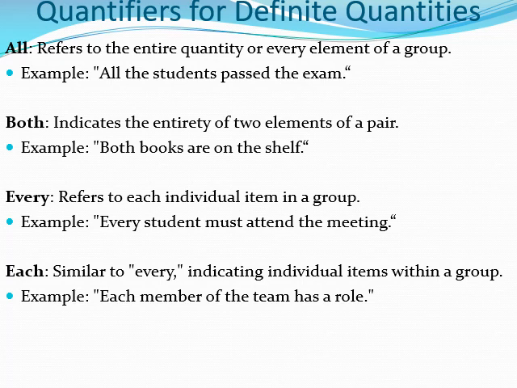And lastly, each, similar to every, indicating individual items within a group. For example, each member of the team has a role. Right? It's similar to every because it includes everybody, but each is indicating each separate individual person. So each member of the team has a role.